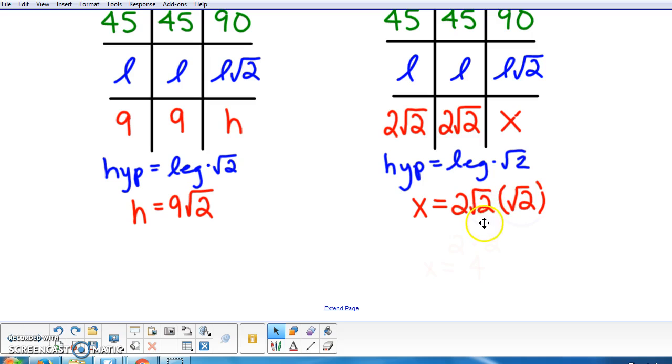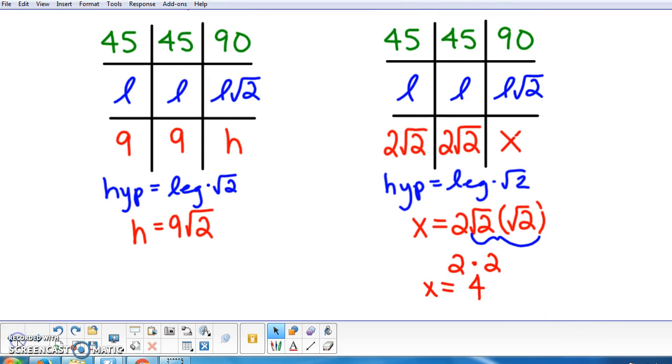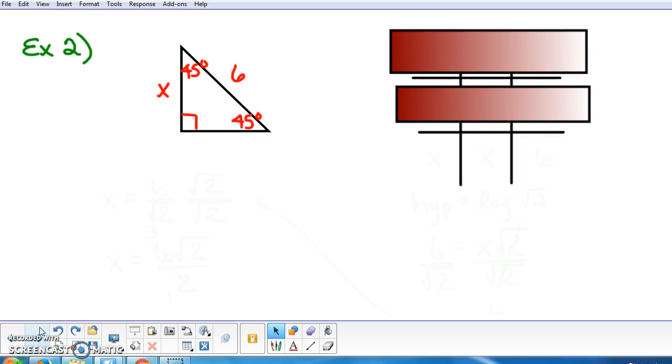Next, I'm going to go ahead and multiply the root 2 times the root 2, because we know the root 2 times root 2 is the root of 4, which is 2. So now I have 2 times 2, which gives me 4. Both of these examples had us find our hypotenuse when we knew both our legs. Now we're going to try one where we know the hypotenuse and we don't know our legs.